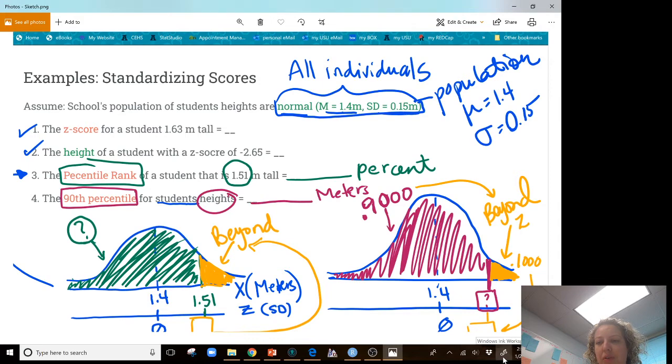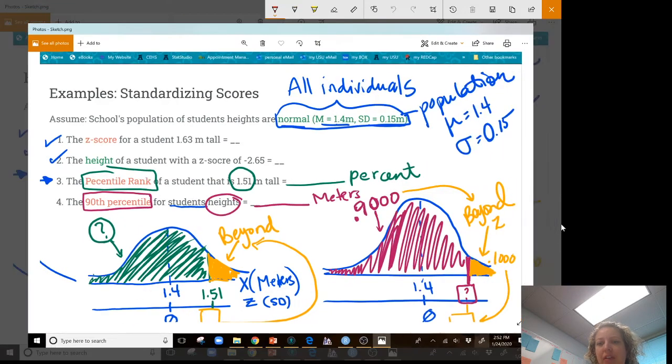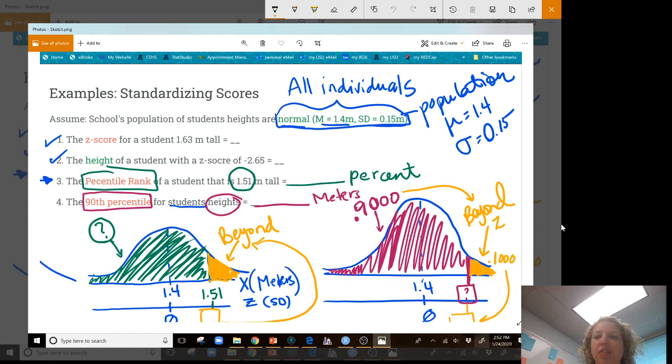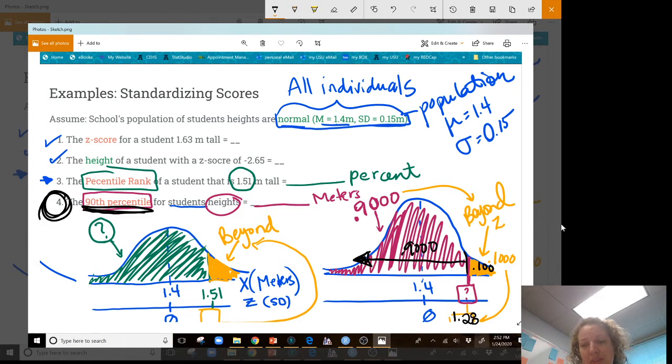All right. This is where we were before. Okay, I'm going to get a marker. So this is number 4. They gave us the 90th percentile, so we knew the area to the left was 0.90 and the area to the right was 0.10. That gives us a z-score of 1.28, something, something, something.